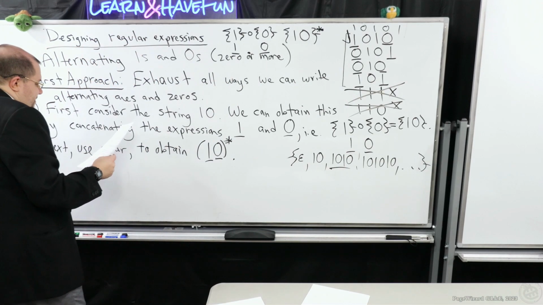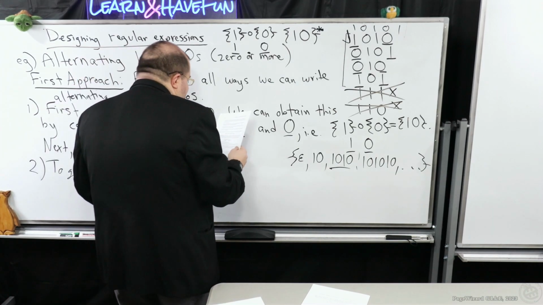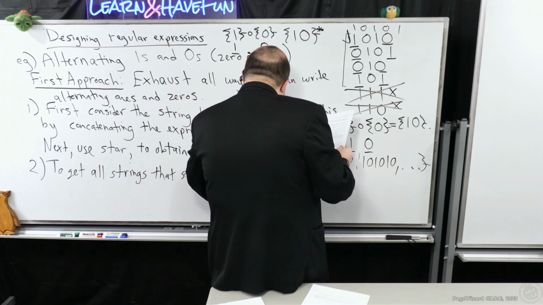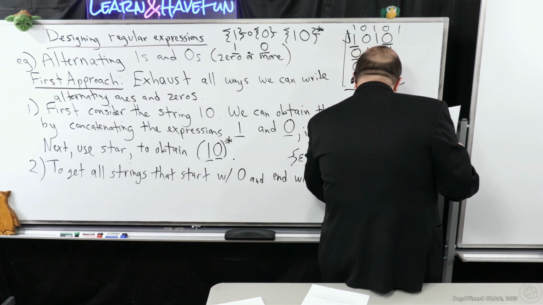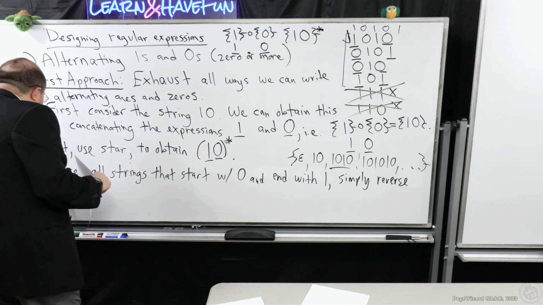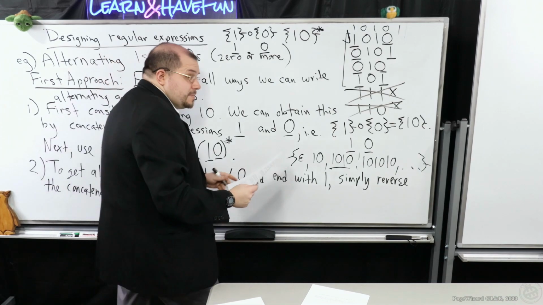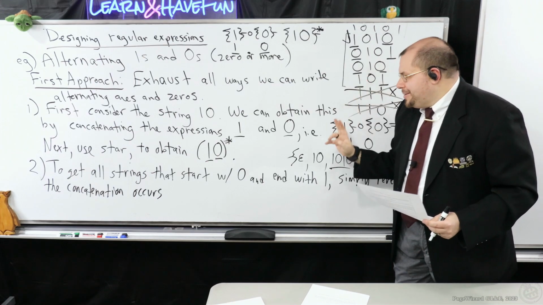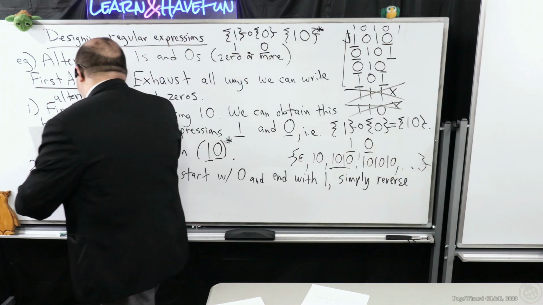So let's consider, so to get all strings that start with 0 and end with 1, I was going to suggest that we simply reverse the way the concatenation occurs, right? That's all we need to do. So to note that, remember, if I want 1, 0, 1, 0, 1, 0, if I want 0, 1, 0, 1, 0, 1, what I'm suggesting is we just swap these two around. So just take 0 and 1, make it 0 first, then 1, instead of it being 1, then 0.